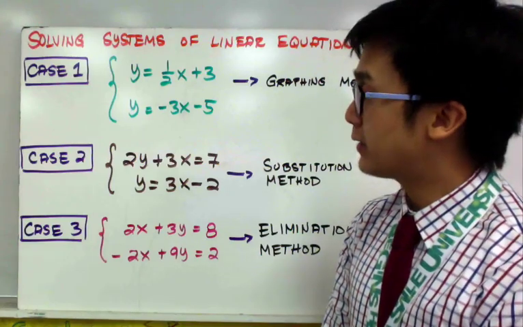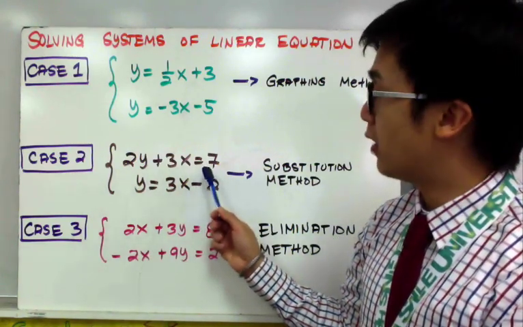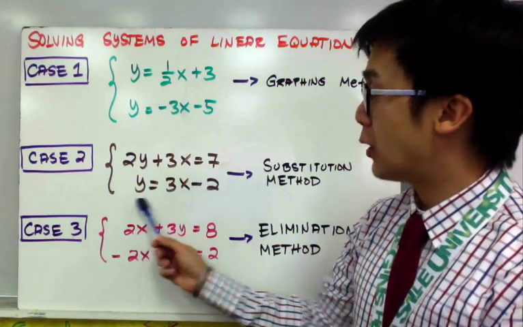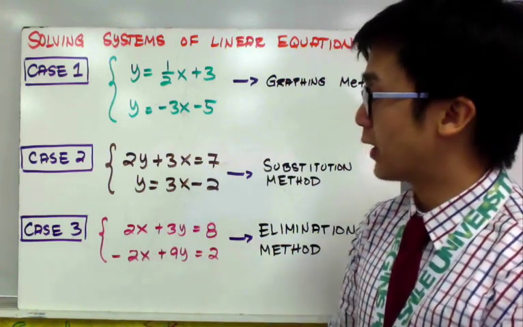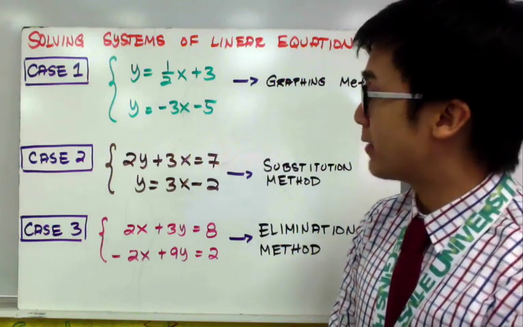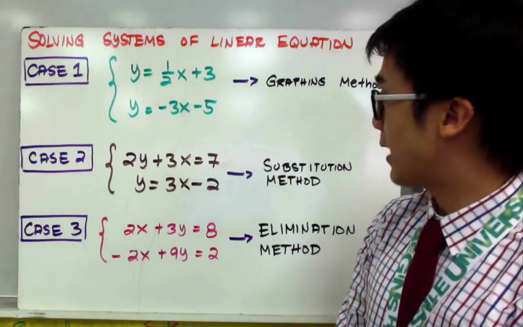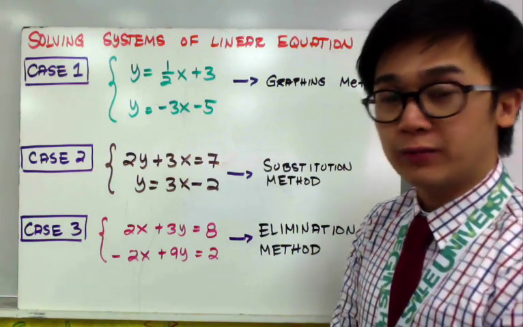Now, in our second case, we are given a standard form of a linear equation and a slope-intercept form of a linear equation. In this particular case, the most convenient method that we can use in solving this linear system is the substitution method, which we have discussed in our previous lesson.